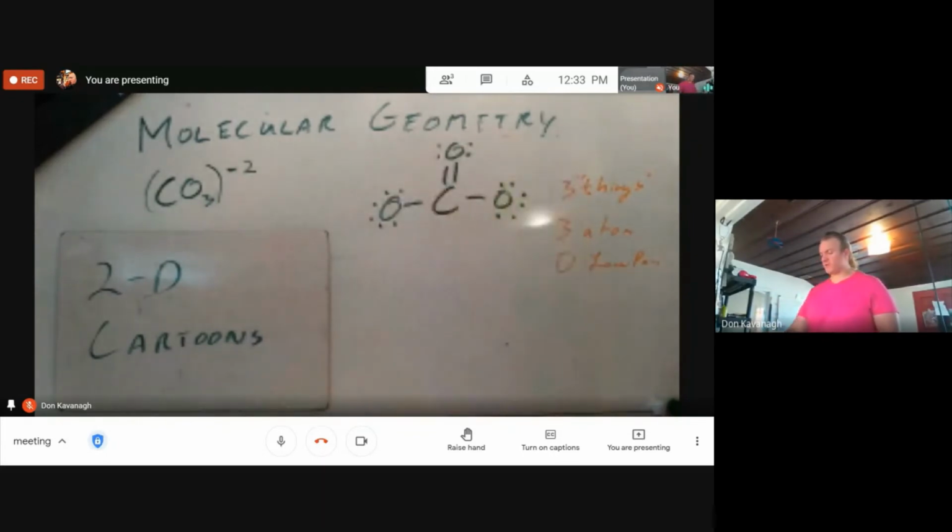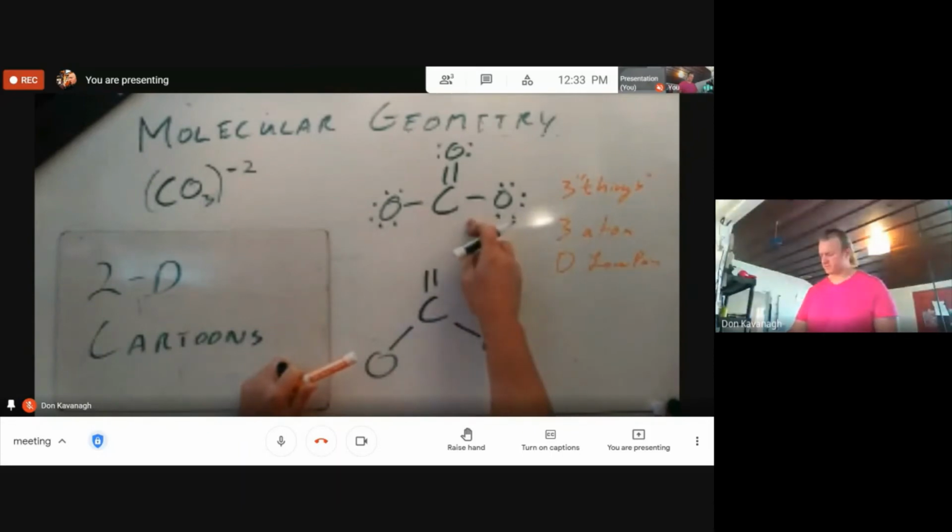Now, for 3 things, if we have a central carbon, and those 3 atoms or 3 things are going to come off and try to space themselves out as much as possible, what we are going to have is not, I don't know what you'd call this shape right here, maybe like an upside down capital T. What we end up with is something that looks more like a ninja star.